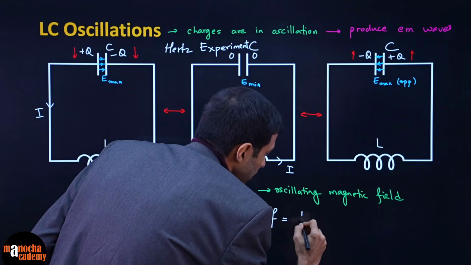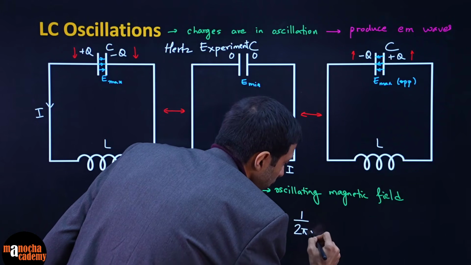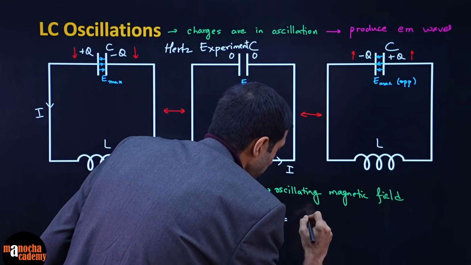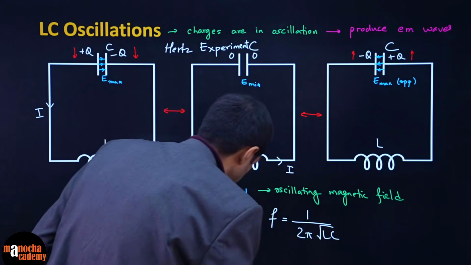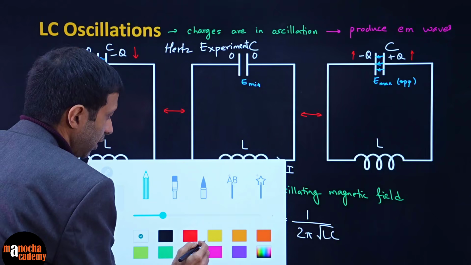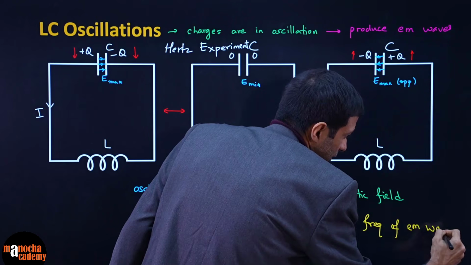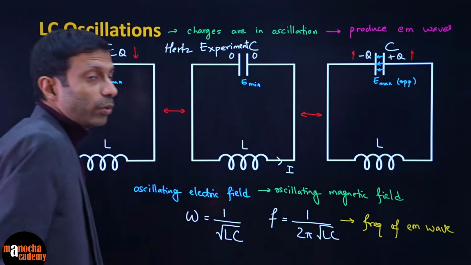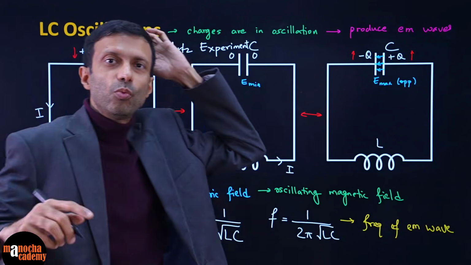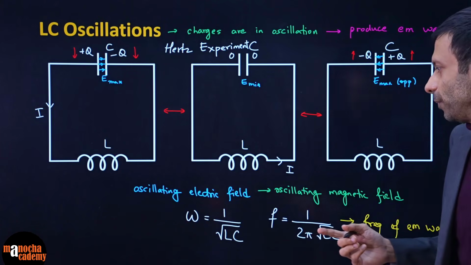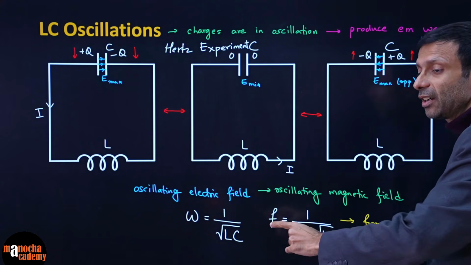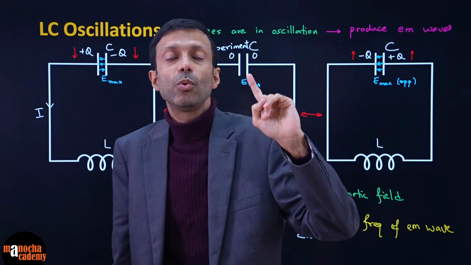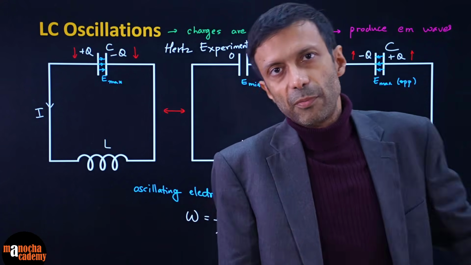This is angular frequency, 1 by 2 pi root LC, and this will be the frequency of your electromagnetic wave. So you can tune it to the frequency that you want for the electromagnetic wave. Very, very important connection here: the frequency of oscillation of the circuit is equal to the frequency of the electromagnetic wave produced.